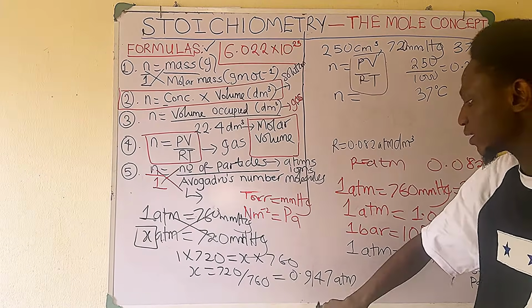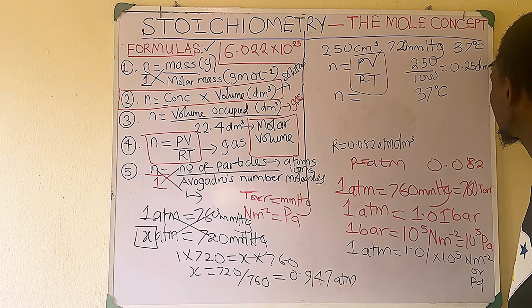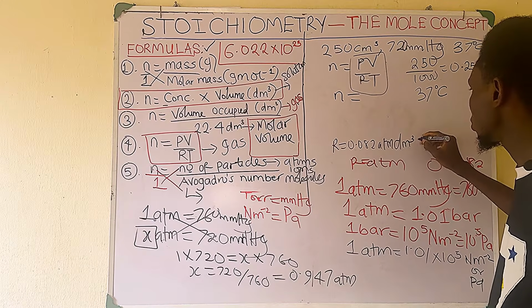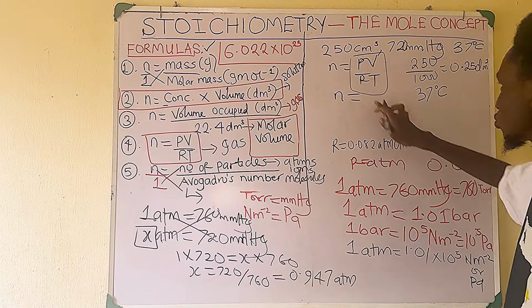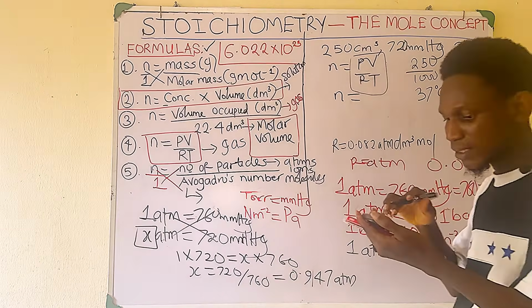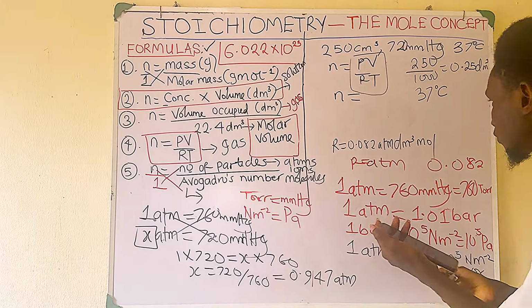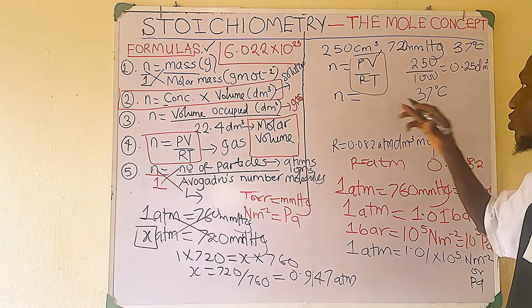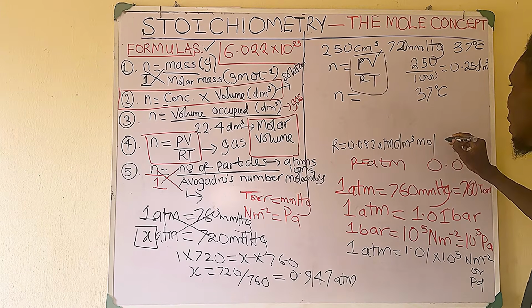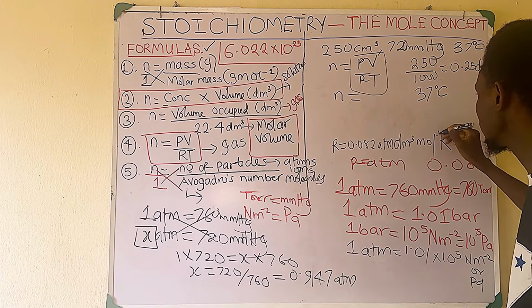Atmosphere, pressure. We have converted pressure to atmosphere. Volume now must be in dm cube. So this one is dm cube now. Then the next one, moles. Yes, moles, we're looking for moles. That's the unit for number of moles. Then the next one there is temperature, and it is in Kelvin. So according to our question, temperature is in Kelvin.